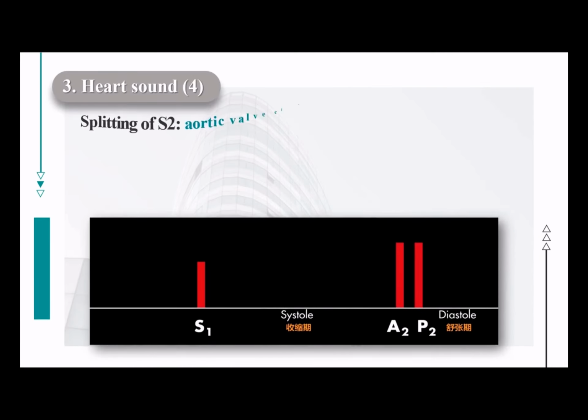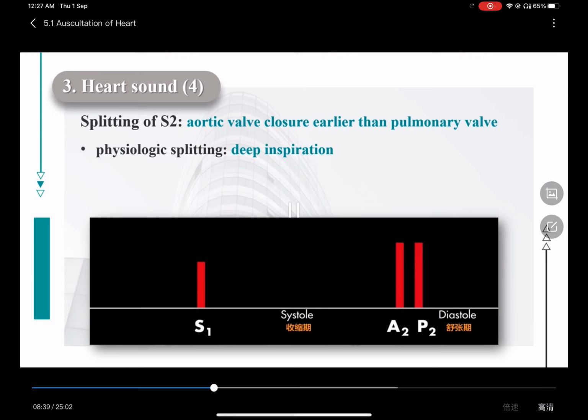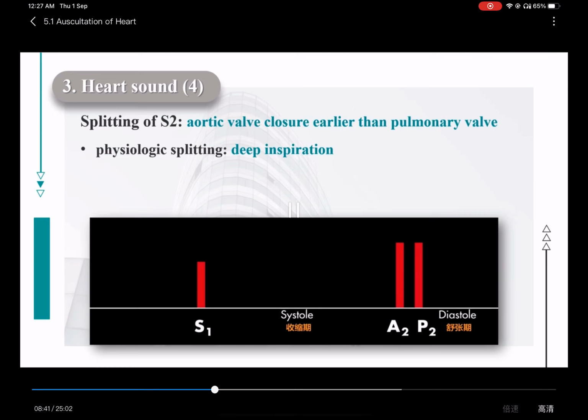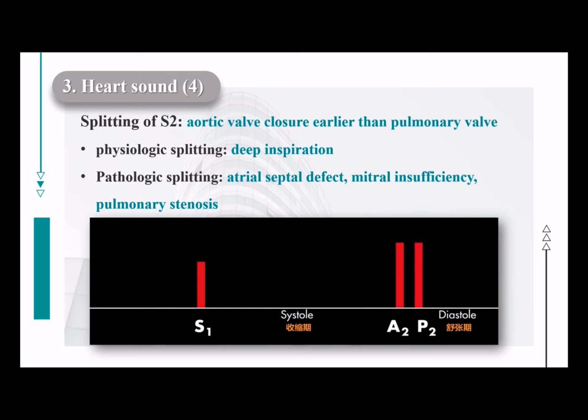The split S2 can normally be heard during deep inspiration, which is called physiologic splitting. In addition, the split S2 can be heard in pathology, such as atrial septal defect, mitral insufficiency, pulmonary stenosis, and so on. Let's listen to an audio about splitting of S2.